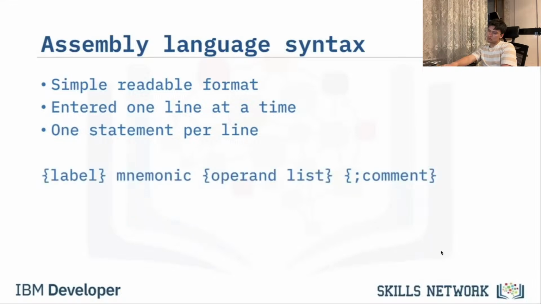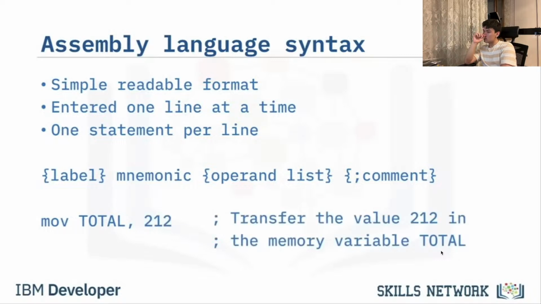Assembly language statements use the standard format shown here. In this syntax, all fields in curly brackets are optional, and the statement has two main parts. The first part is the instruction, or the mnemonic, and the second part includes the parameters, or the operands. There may also be optional useful comments added on the end of the statement.